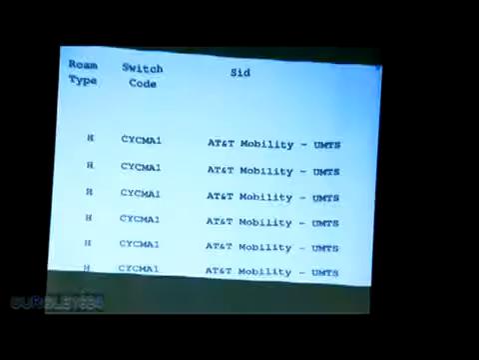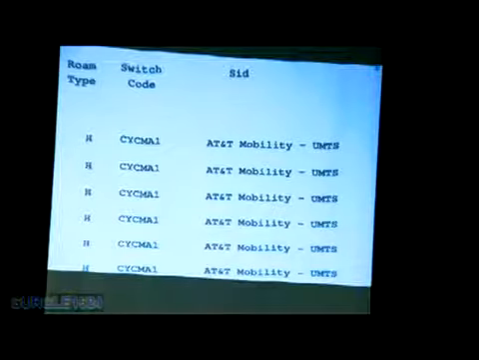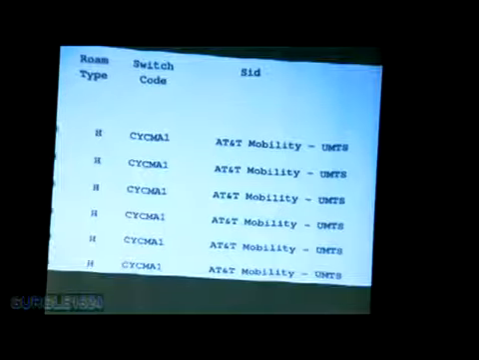And here we have, looks like I can only get two. This column, switch code, what is signified in this information? Switch code identifies, it's an acronym as far as the area where the call has terminated to or received from. And SID? SID is the service identification, and that represents AT&T Mobility.